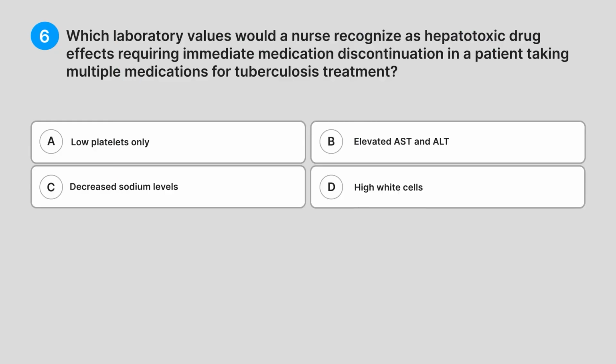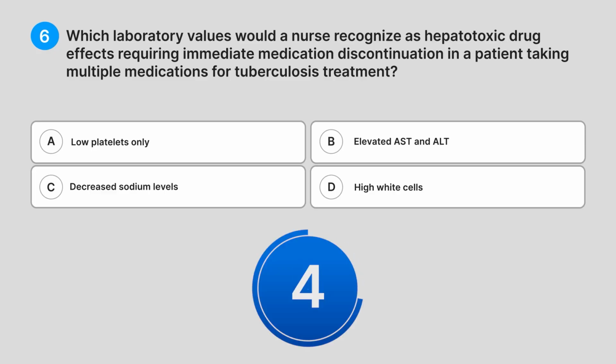6. Which laboratory values would a nurse recognise as hepatotoxic drug effects requiring immediate medication discontinuation in a patient taking multiple medications for tuberculosis treatment? A. Low platelets only. B. Elevated AST and ALT. C. Decreased sodium levels. D. High white cells. Do you know the answer?